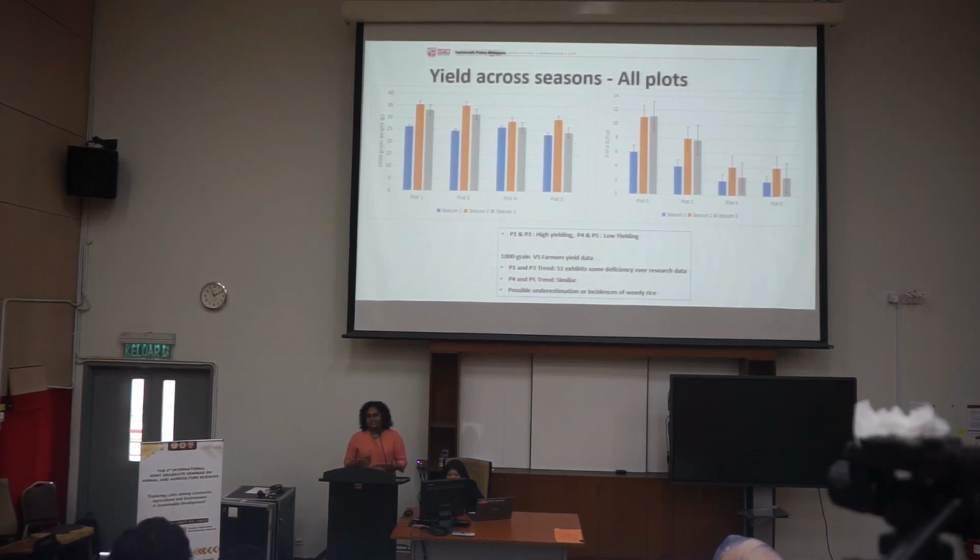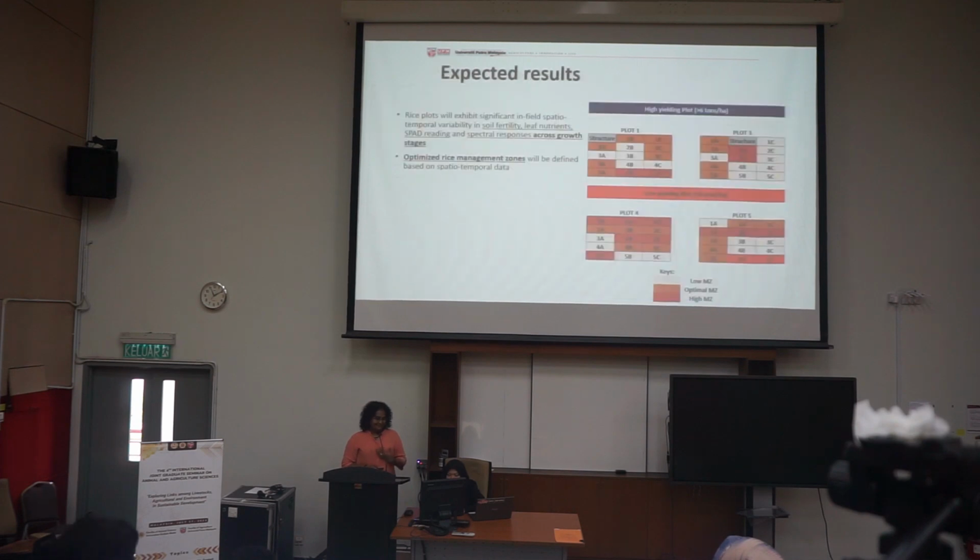Possibly we would say there's an incidence of weedy rice in the low yielding plots, which are plot 4 and plot 5, which we cannot take into account because when we are collecting the yield data, we are collecting the plants with the yield. So with that, the expected result would be to have this management zone defined between the high yielding and the low yielding plot, and also to have a spectral response.